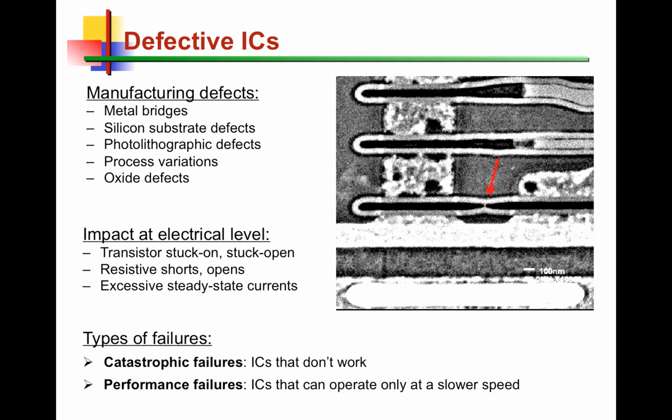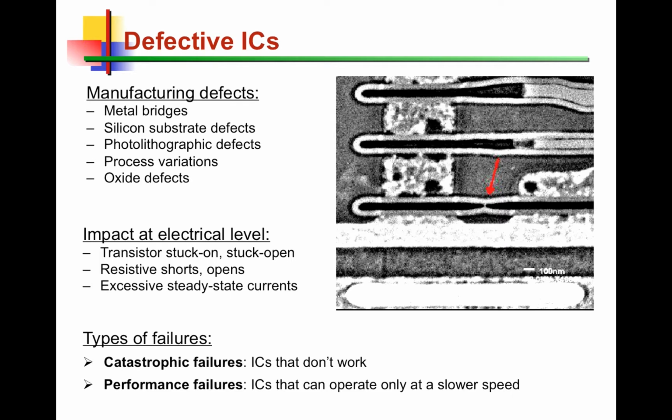Over a few runs of iteration, things get better. We get fewer and fewer defective chips being produced. But until then, test is a crucial step to not only identify the defective parts, but also to improve this process to get a better yield. These defects at the electrical level result in problems such as a transistor that is always stuck on or stuck open, regardless of what values you apply to the transistor, or we end up having resistive shorts and resistive opens that are basically slowing down the chip and degrading its performance.